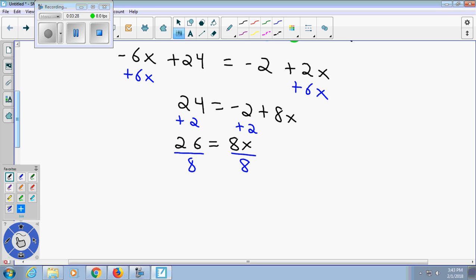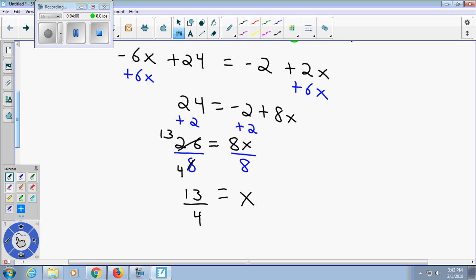So on the right, the 8's cancel to give me an x. And then 26 divided by 8 will not go in evenly, but we can simplify that. There's a factor of 2 that goes into both of these numbers. So 8 has a 4 left over, and 26 is going to have 13. So you could write your answer as 13/4 as an exact value.